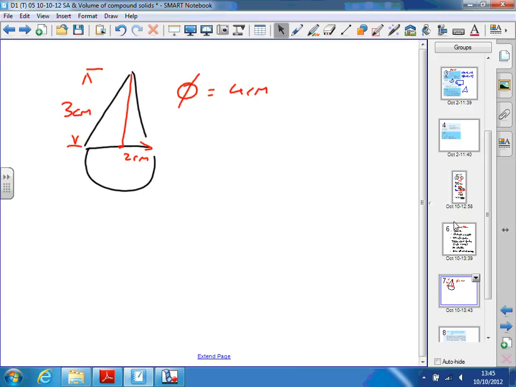So I've done number 1 for you and put on some values. The diameter is 4, so the radius is 2. So I've drawn the radius here as 2 centimetres. The height, we found out the height of the cone, that was 3. So now we need to find the surface area. So the next step is to come up with a plan. So what's the plan going to be to find the surface area of this thing?